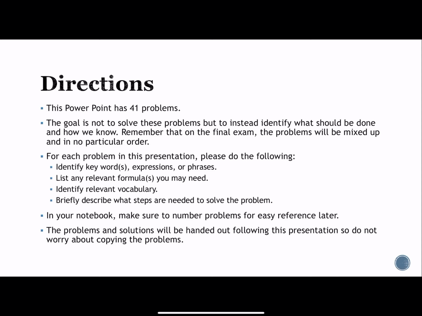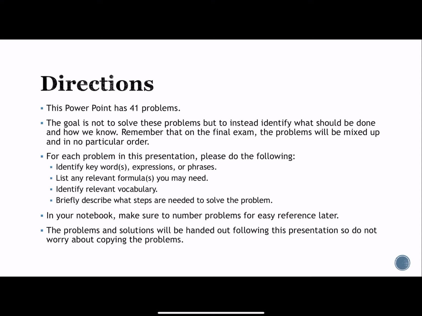So again, it's really just dealing with looking at keywords, expressions or phrases, looking for the formula you might need, identifying vocabulary, describing the steps, etc. So again, in your notebook, make sure to number the problems for easy reference so you can come back to these a little bit later.